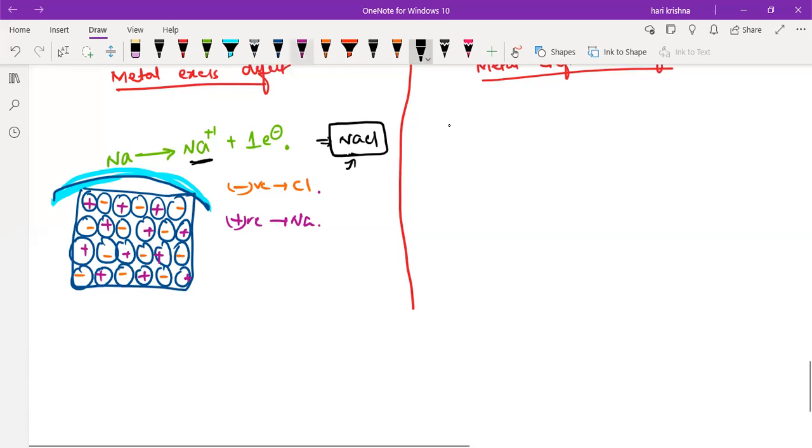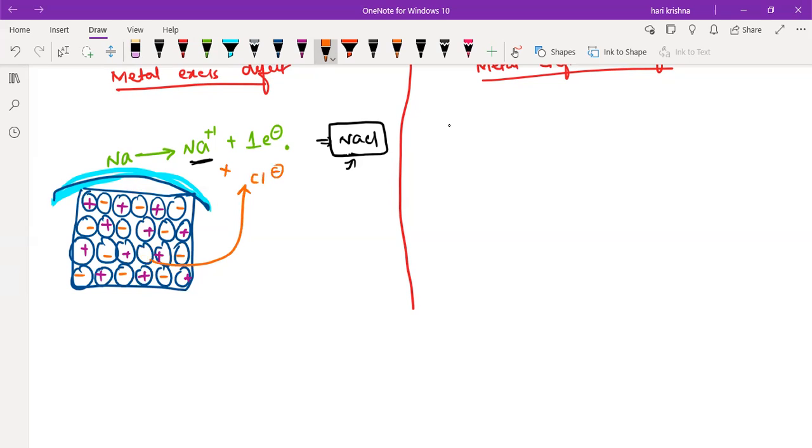So what will happen? Whatever Cl- ions are there inside the crystal will go to the surface and form the NaCl. So this Na+ and Cl- will combine to form NaCl. But whenever this Cl- is missing from its lattice point, there is a creation of empty space around this one, right?